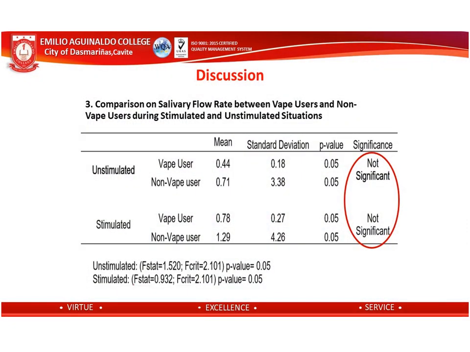Table 3 shows the comparison of results of the salivary flow between vape users and non-vape users during stimulated and unstimulated situations, showing no statistically significant differences between the two groups.